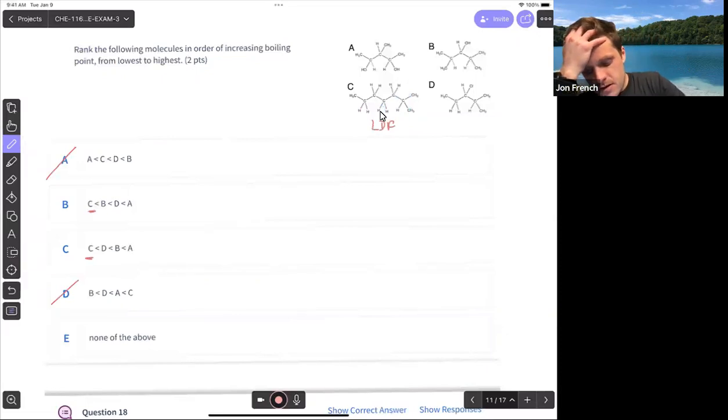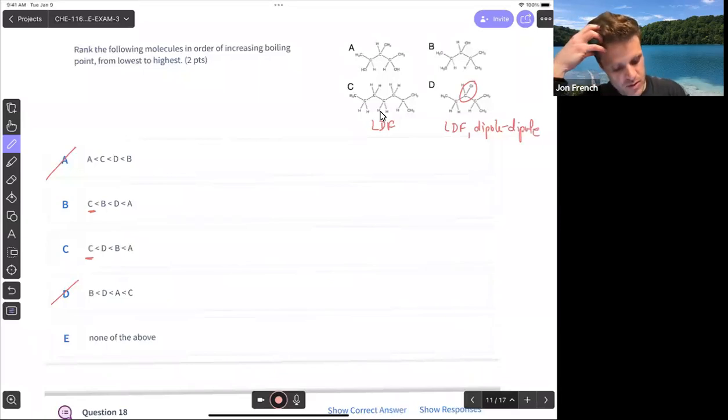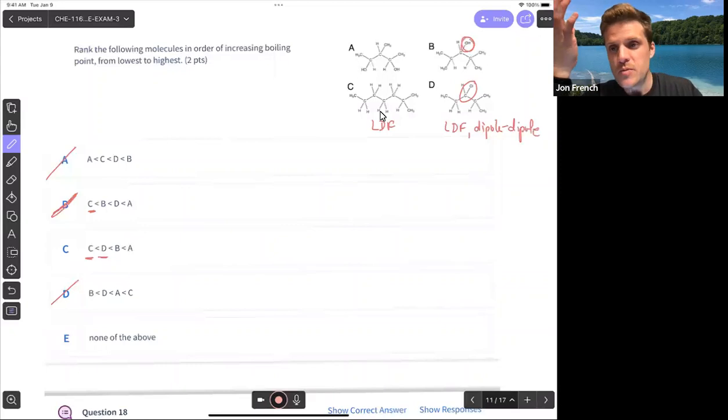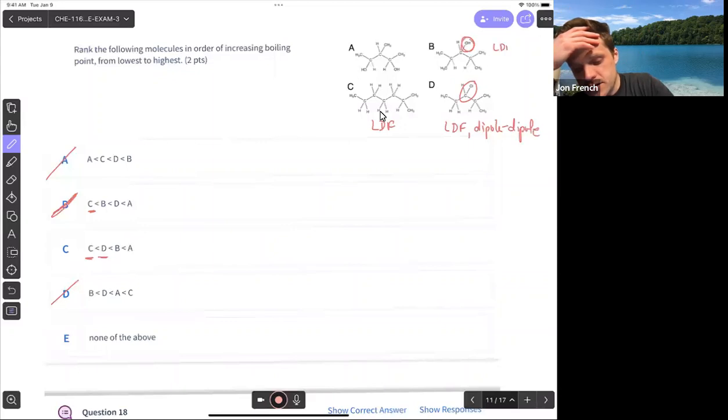Next, I take a look over here. I've got a carbon-chlorine bond, which is polar. So that means this molecule has London dispersion forces and dipole-dipole. So that would be next for my boiling point. So D. So now I can cancel out B, but we should still figure out the remaining of these. If I look at molecule B, I've got a hydroxyl group now, so I'm polar and I have hydrogen bonding. So molecule B has London dispersion forces, dipole-dipole, and hydrogen bonding.